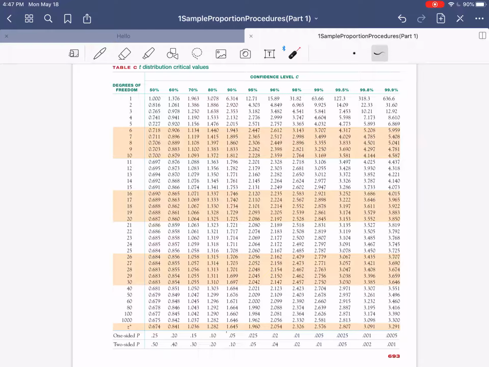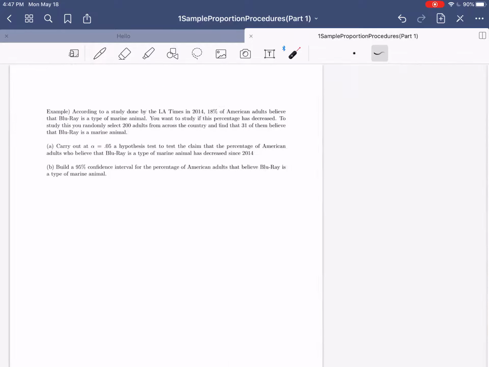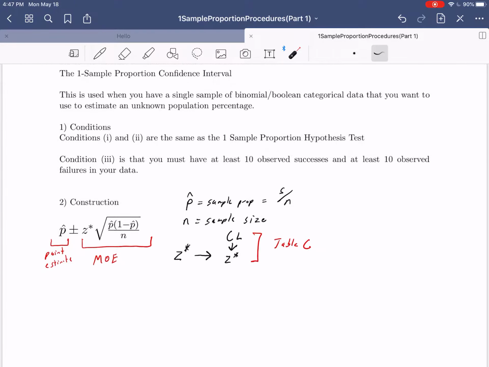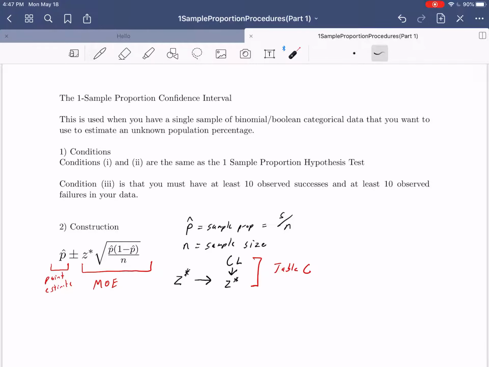Notice that that does mean that when building a one sample proportion confidence interval, there is no need to use degrees of freedom because you're always going to be using that Z star. Alrighty, so there we go. Now we know how to build a one sample proportion confidence interval for estimating an unknown population percentage. We're going to do several examples of this in later videos, but let's look at one example in this one just to make sure we're comfortable with all the stuff that we've laid out so far.